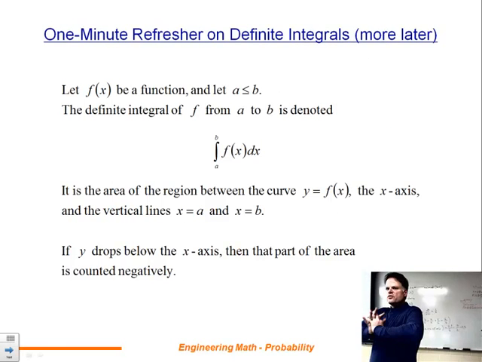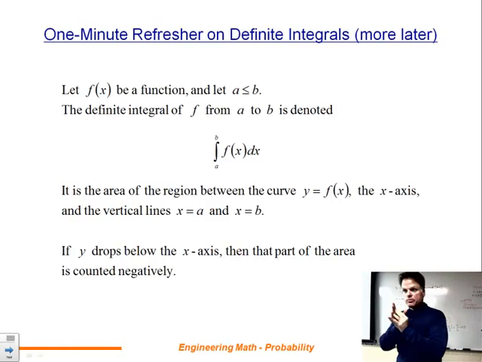That's it for the general discussion of discrete random variables. Now we need to talk about continuous random variables. To do that, we need a quick refresher on definite integrals. And there's going to be more on definite integrals later when we do waves. But to understand just the basics of the distribution functions for continuous random variables, we need to talk about integrals.